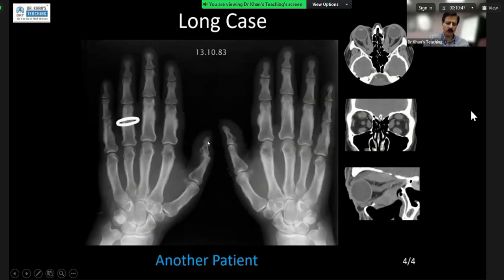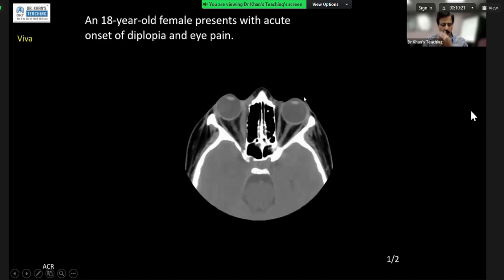And you remember when we were doing our MSK, there was bilateral symmetrical periosteal reaction in an adult, and you can see this finding. And they can give you this, and the unifying diagnosis will be, this is a different case, by the way, that it is thyroid-associated orbitopathy.